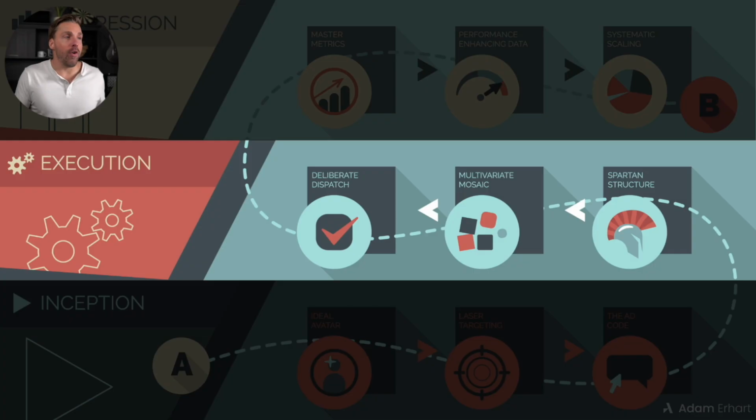All right, let's move on to section number 2, which is execution. So here we're going to go through Spartan structure, the multivariate mosaic, which I find infinitely fascinating.